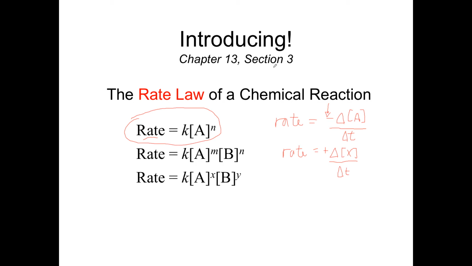Now in section 3, we're going to talk about the rate law, okay? And then we're going to derive lots of interesting information from the rate law. So it's important. All chemists care about this. So an example of a rate law, if you have a rate which is dependent only on one reactant, then your rate law might be this, okay, where K is a constant.